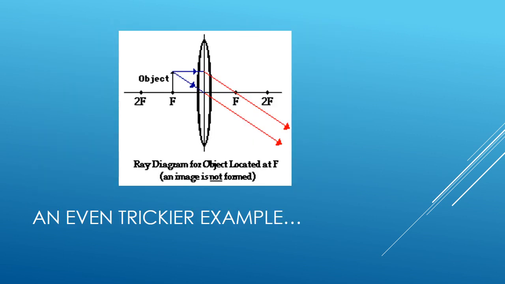A last case to note is that for objects located exactly at the focal point, no image will form. And the reason for that is because all of your refracted rays will actually be parallel to one another. So those rays will actually never converge. You'll never be able to see an image, real or virtual, in that case.